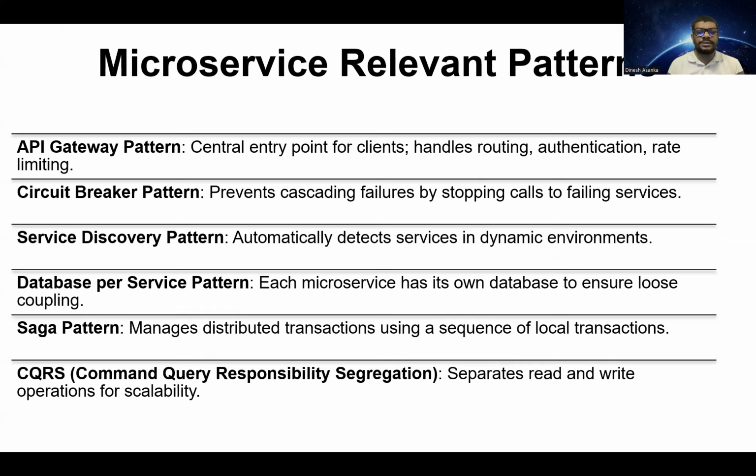Then the CQRS, Command Query Responsibility Segregation, it separates read and write operations for scalability. So normally what happens here is the reporting part will be a separate microservice. In the next semester, we are learning about data warehousing. So you can consider it as a CQRS design pattern where all your reporting stuff will be directed to a separate instance, and it has a separate design as well.